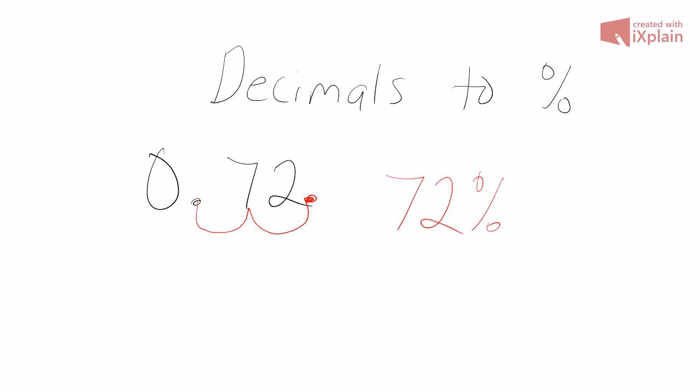It's really simple. To help you remember this, decimal 2%. So decimal 2 places to the right. So hopefully that'll help you with this.